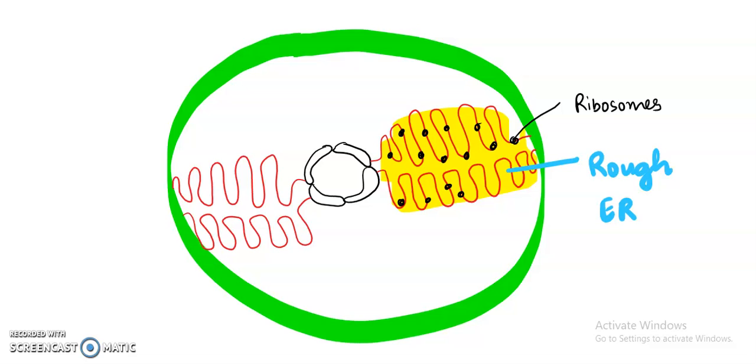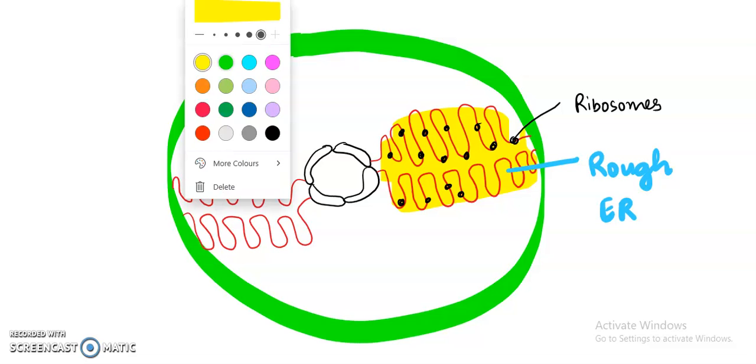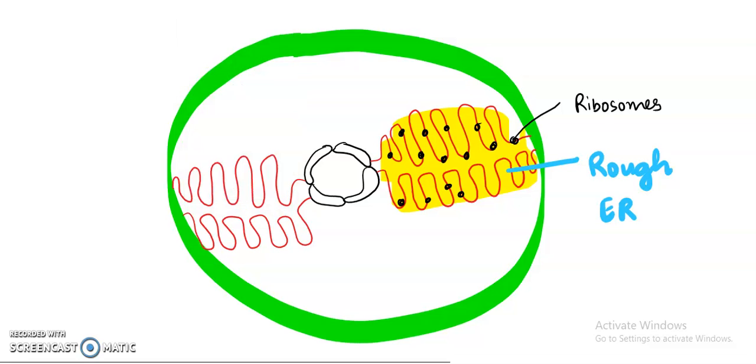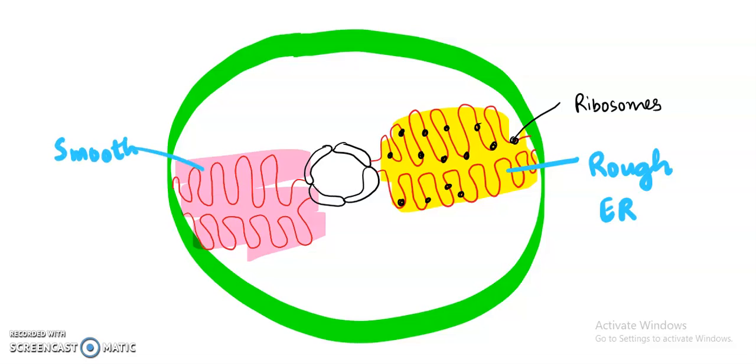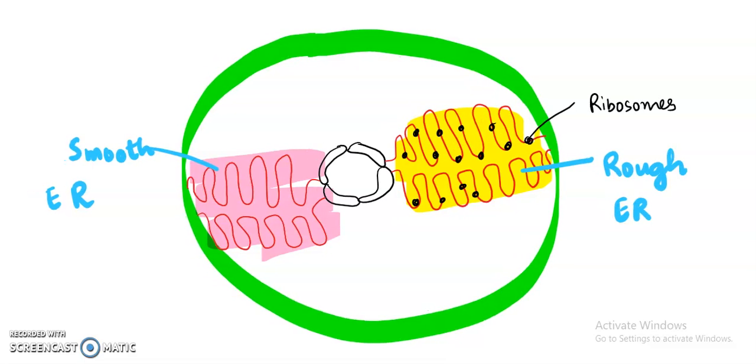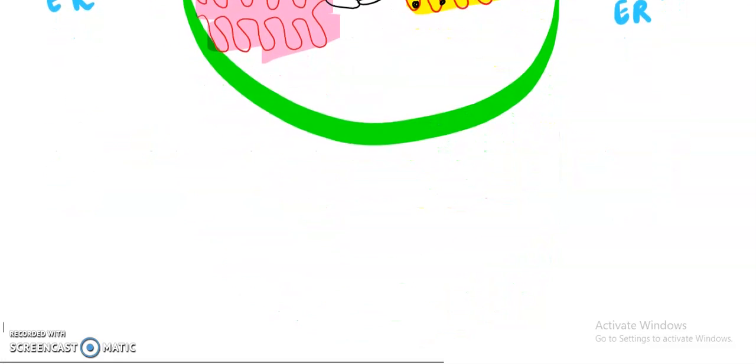So this yellow colored structure which I have made for you is a rough endoplasmic reticulum. And the other one, where I have not made any beaded structure, this pink colored structure is the smooth endoplasmic reticulum. Now why is the smooth known as smooth? Because the surface is smooth, because it is not being blocked by ribosomes. That is why the name is smooth. Now why is it known as rough? It is known as rough because it contains ribosomes on its surface.